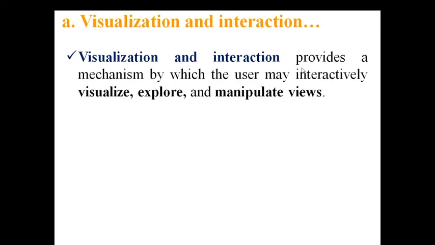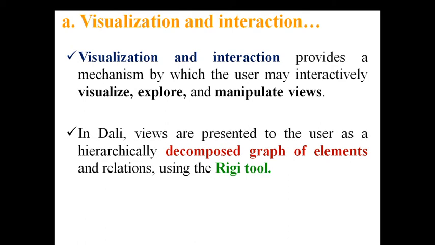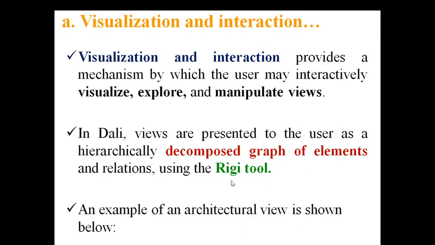Visualization and interaction provides a mechanism by which the user may interactively visualize, explore and manipulate the views. Right, so how are they going to do it? As we have modules, they are going to be represented in a rigid tool. An example has been shown to explain it better. It's a good diagram for you: the architectural view represented in DALI.